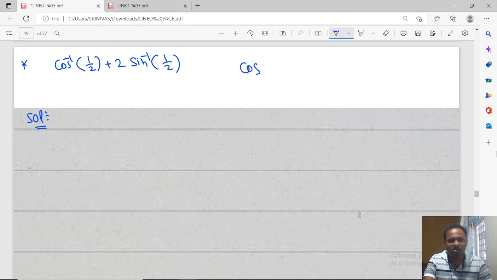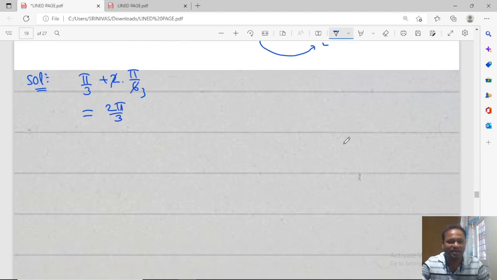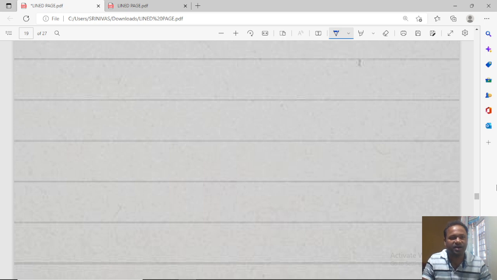See, cos pi by 3 value is 1 by 2. Cos inverse 1 by 2 is nothing but pi by 3, plus 2 into sin inverse 1 by 2, value pi by 6. The 2 and 3s: pi by 3 plus pi by 3, how much? 2 pi by 3. Very simple answer. Okay? Right. Don't get confused. Very easy. Now I'm going to do one more problem.